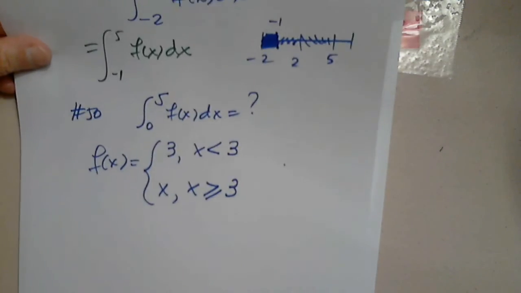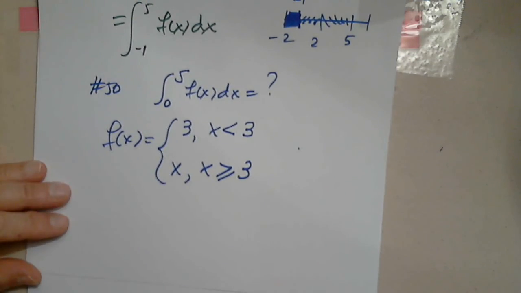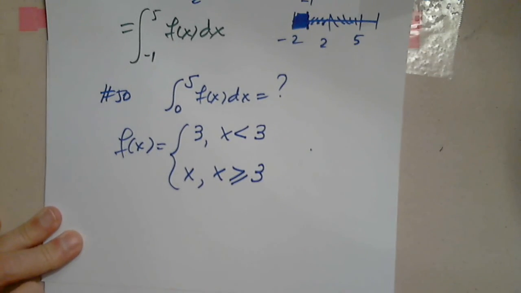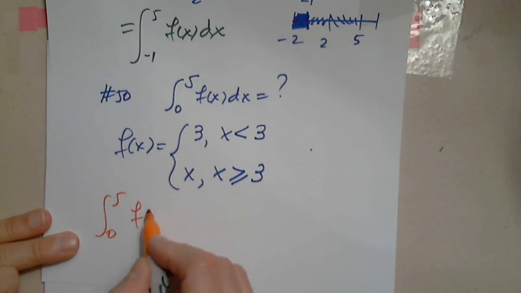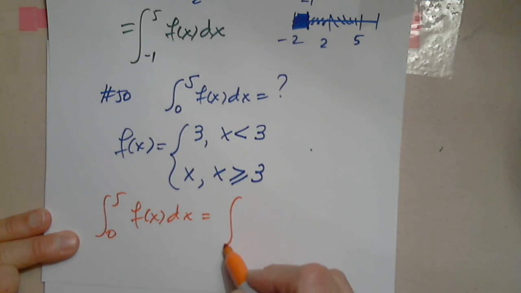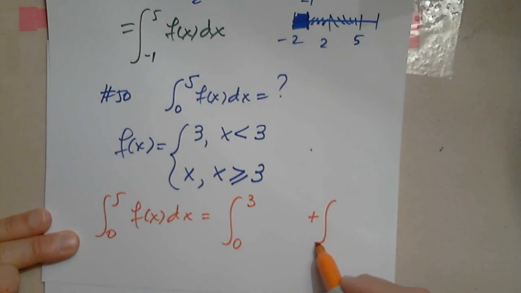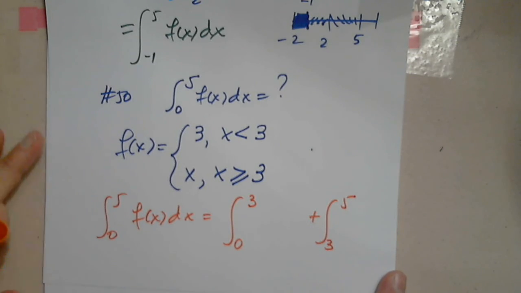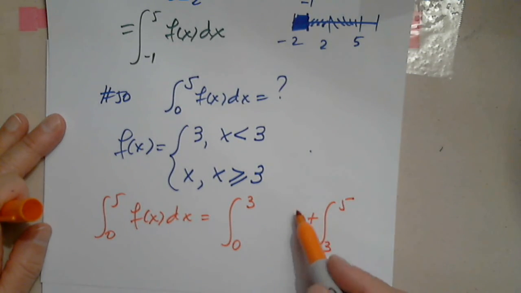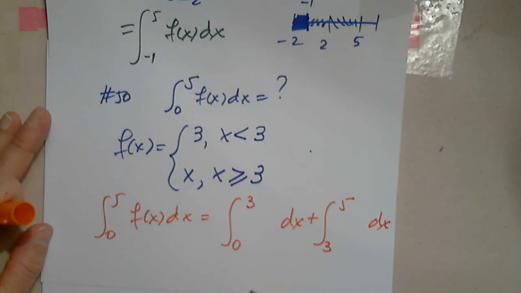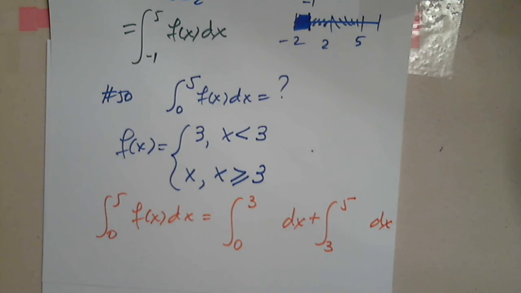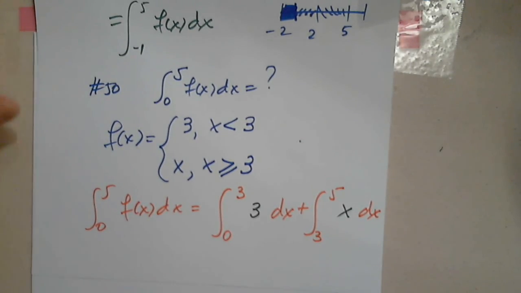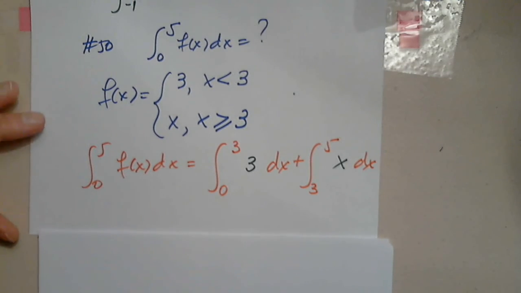Well, in order to determine the integral from 0 to 5, there is a break at 3. So the integral from 0 to 5 of f of x dx must be the integral from 0 to 3 plus the integral from 3 to 5. Which function from 0 to 3 dx and which function from 3 to 5 dx? From 0 to 3, 3. Very good. And then x. And we know already how to calculate these. We learned that.